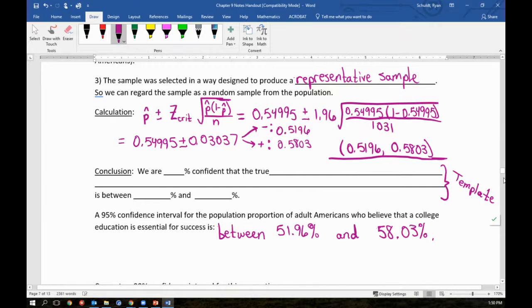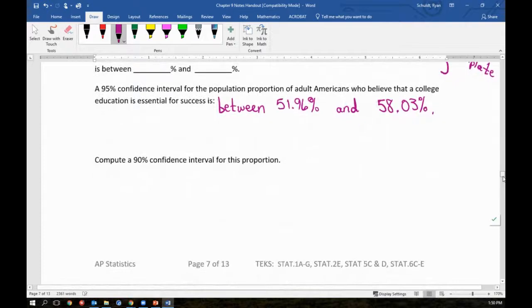So, questions on this part of this example? Okay, let's go on to the next. So this was a 95% confidence interval. Now they ask us to make a 90% confidence interval. What should be the only thing that really changes? That's right.